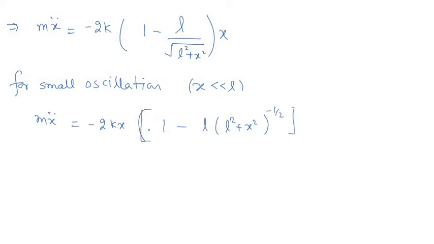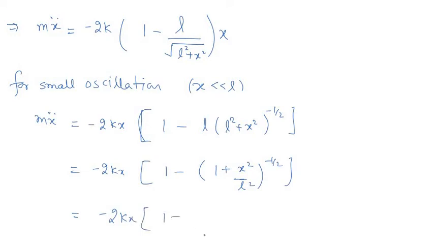Now let's do the binomial expansion of this. This is minus 2kx times 1 minus, taking L square inside, 1 plus x square by L square to the power minus half. So this becomes minus 2kx times 1 minus x square by 2L square, the binomial expansion.